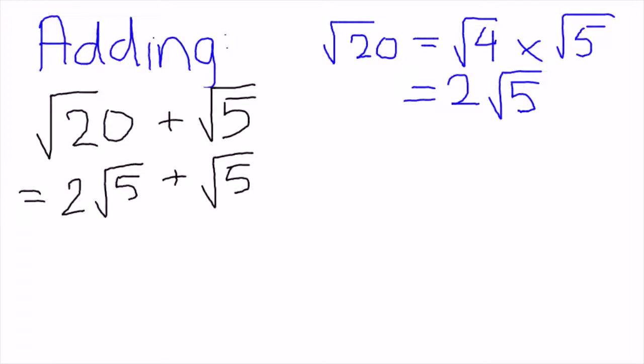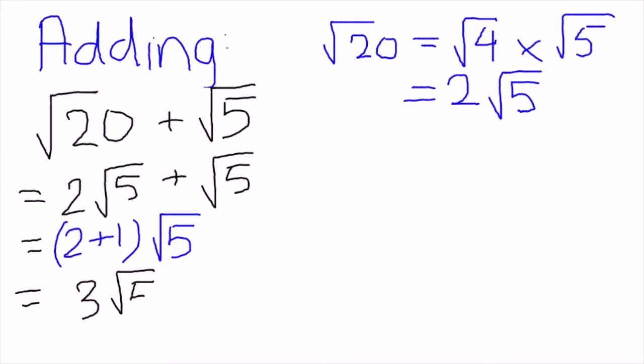As you can see, we can simplify this as there are like terms. So we add the rational parts, which is 2 and 1, and keep the same irrational part, which is root 5. So we get our final answer of 3 root 5. So as you can see, the rational part for root 5 is 1 root 5.